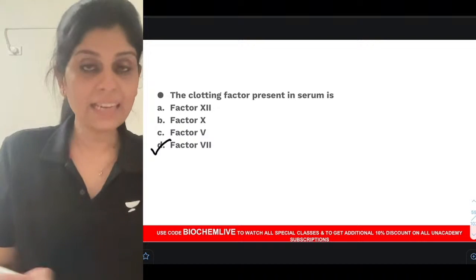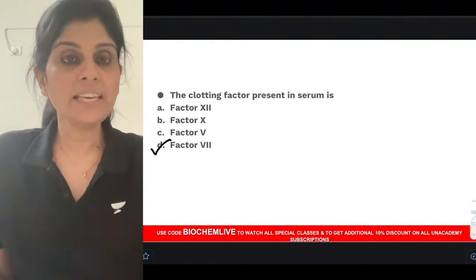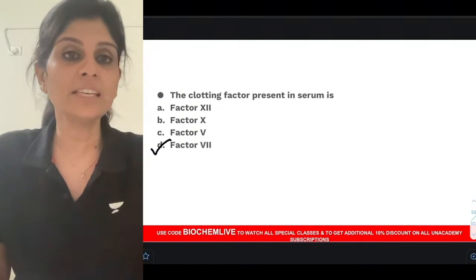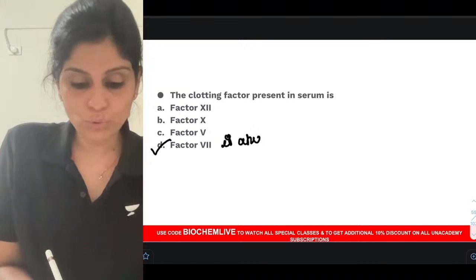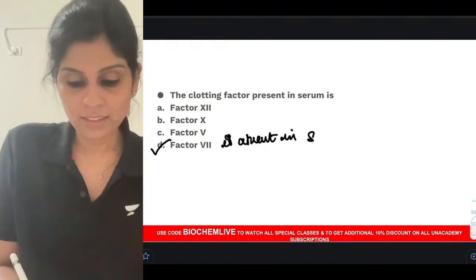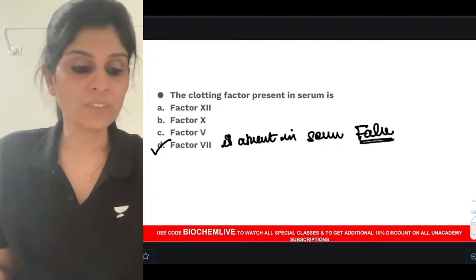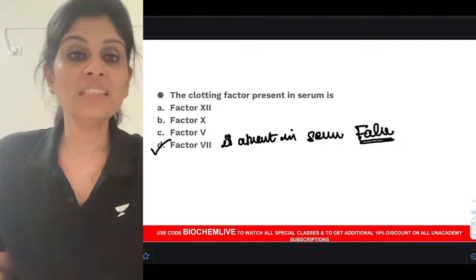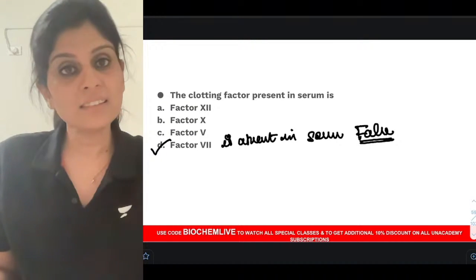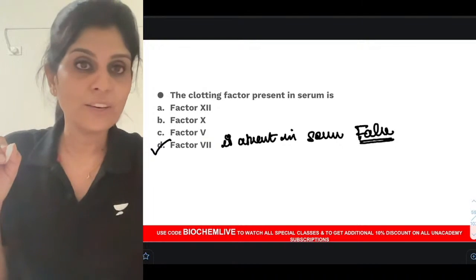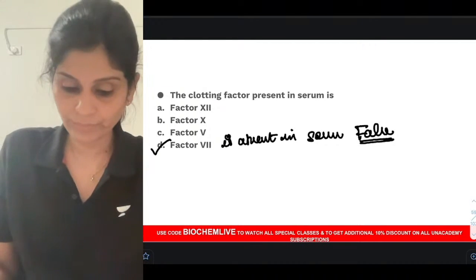Okay. So this can be asked as an assertion reasoning question. The assertion can be: factor 7 is absent in serum. What is your answer? Is that true or false? That is a false statement. Factor 7 is present in serum. Okay. The reason is: because factor 7 is involved in the extrinsic pathway. That statement is true. Do you understand this? Assertion is false, but reason is true. Okay.